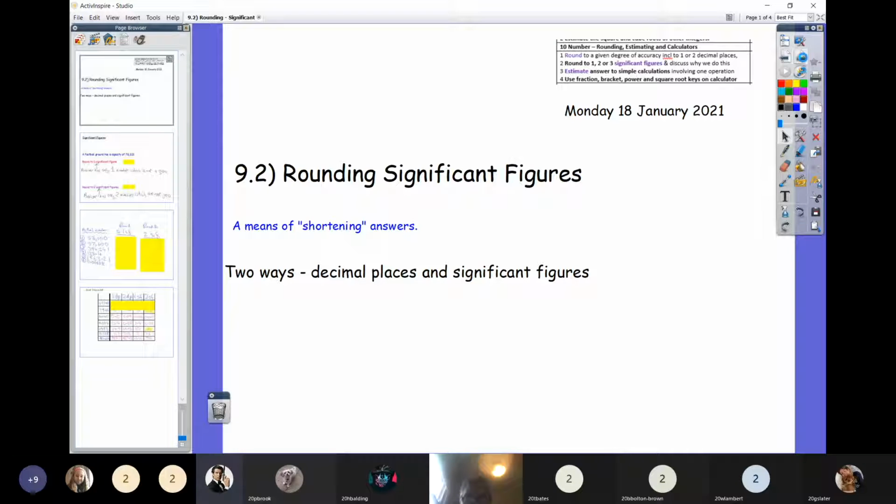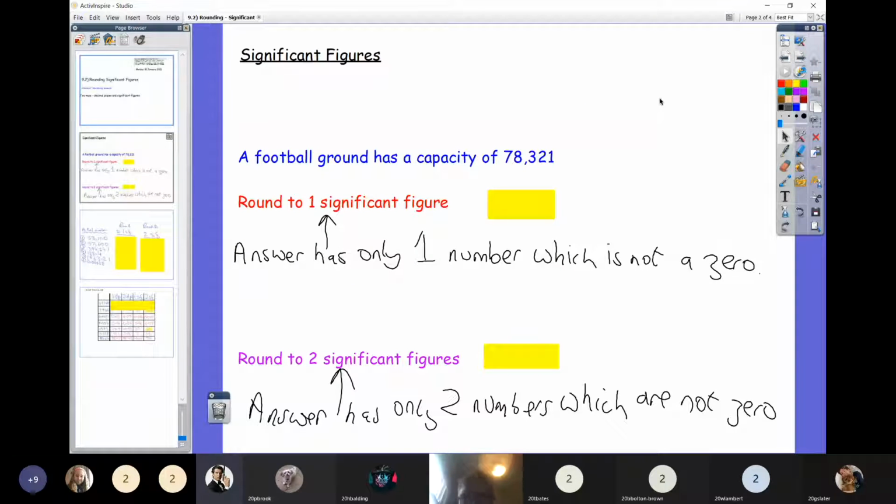So, let's imagine that we're talking about a big football ground, say somewhere like Old Trafford, Man United's ground. And let's say it's got an exact capacity of 78,321. Now, when we round to one significant figure, we're only allowed to include one number in our answer that isn't zeros. So one significant figure, only one non-zero number, 2 significant figures, 2 non-zeros, and so on. Think of it as zeros are free. You can have as many zeros as you want in order to get that other number into the appropriate column.